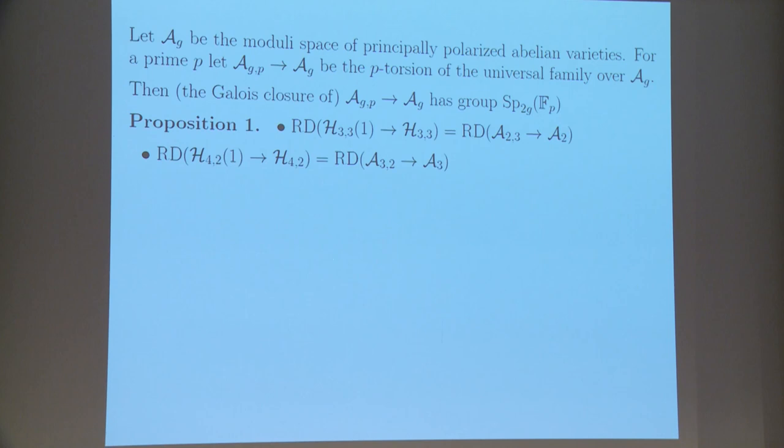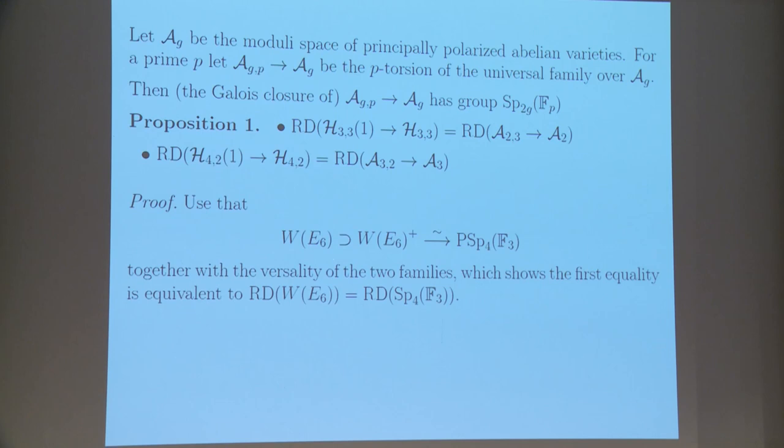Okay, so let me sketch the proof of this. The point is that the two groups in this case are related. So let's just do the first one. Here the covering is the Weyl group of E6. This has a degree 2 subgroup, which is nearly isomorphic to Sp4(F3). It's PS. By the way, yep.